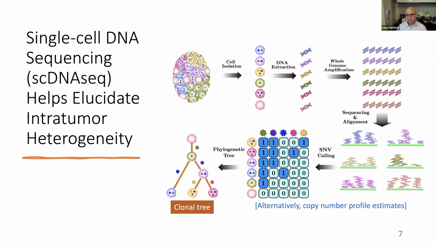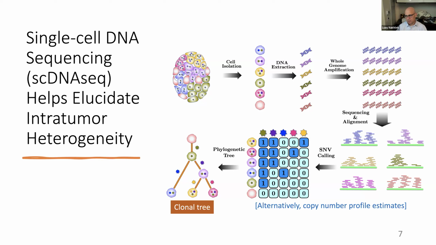Then there's a phase of DNA extraction. Because of the low number of cells, there is whole genome amplification, after which the typical sequencing and aligning of the short reads to the reference genome happens, from which we do SNV calling, single nucleotide variant calling. And finally, we are interested in a phylogenetic tree or clonal tree or mutation tree, different names in this community.